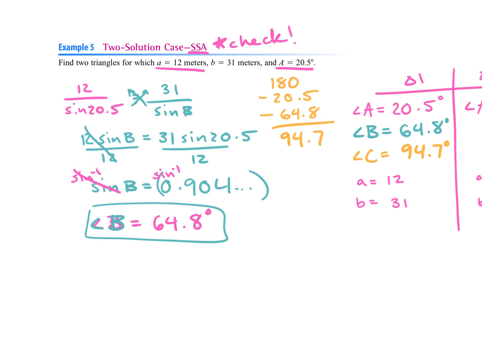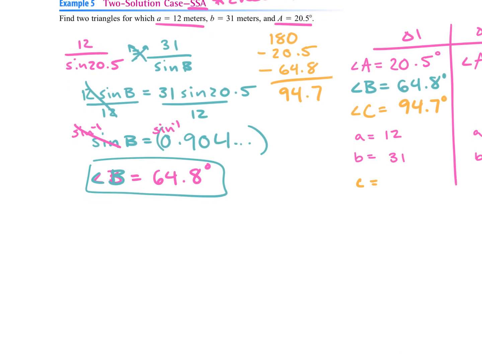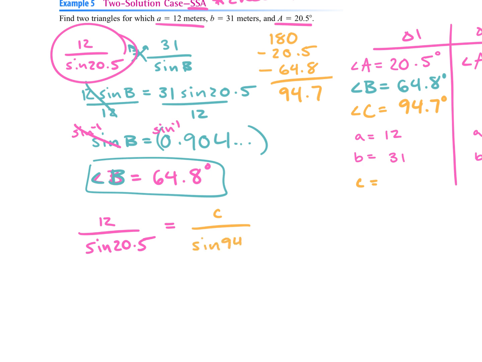What are we missing? Side C. So let's set up our proportion to find side C. I'm going to start with the same proportion that we were given. So 12 over sine of 20.5 is equal to side C over angle C, sine of 94.7. Cross multiply to solve, we get 12 times sine of 94.7 equals C times sine of 20.5. Divide by sine of 20.5.